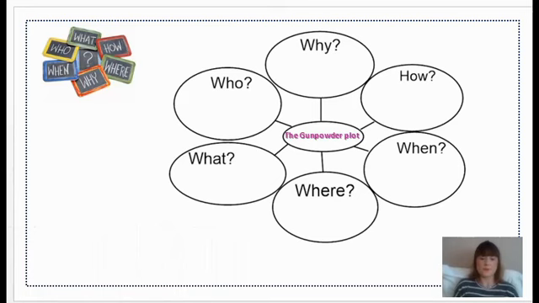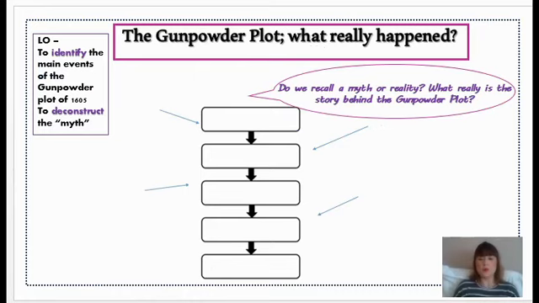Okay, so the gunpowder plot, what really happened? You ultimately are going to be creating a piece of work which tells the traditional story of the gunpowder plot, but also deconstructs it or breaks it down to tell us what you think really happened.